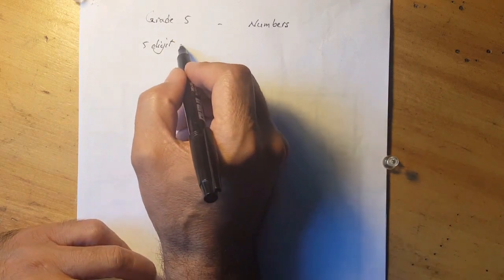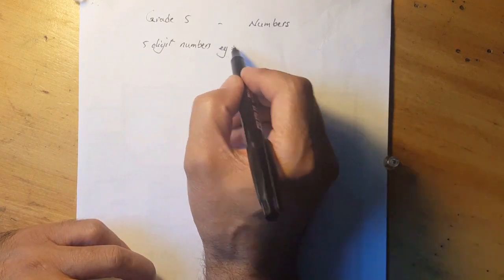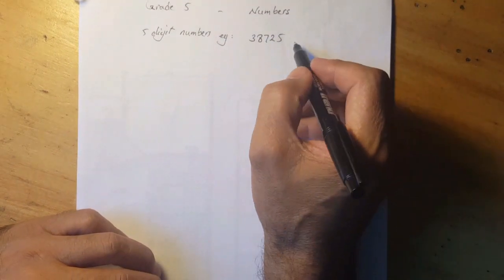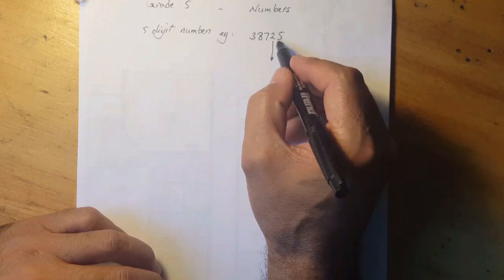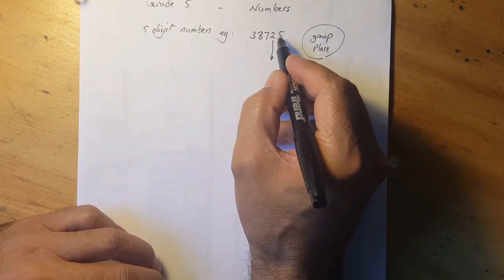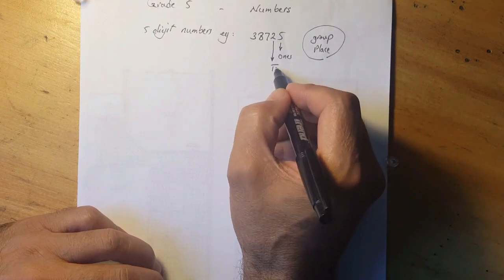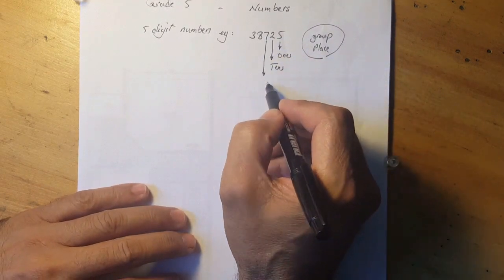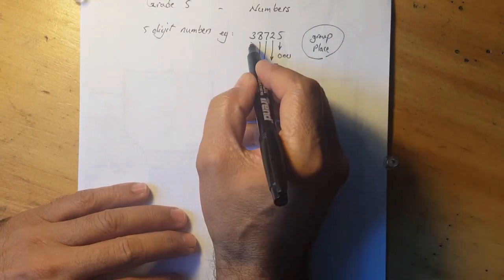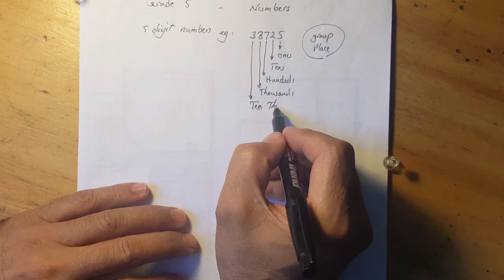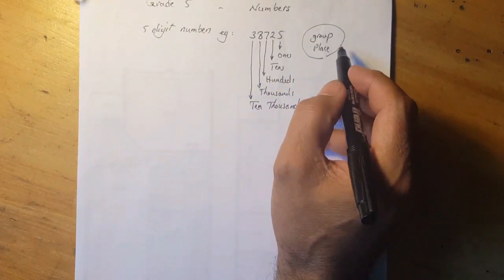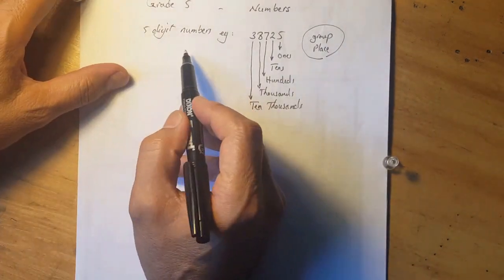Any 5-digit number, as you know, has 5 different groups or places: ones, tens, hundreds, thousands, and 10,000s. These groups or places are very important to know because we're going to use them a lot in different matters. Obviously, the groups start from the right side, and as I said, we have 5 groups in any 5-digit number.